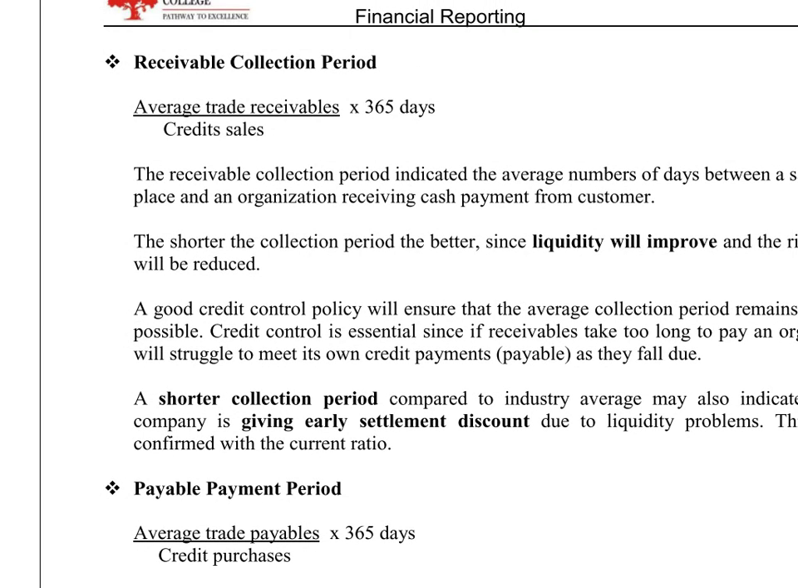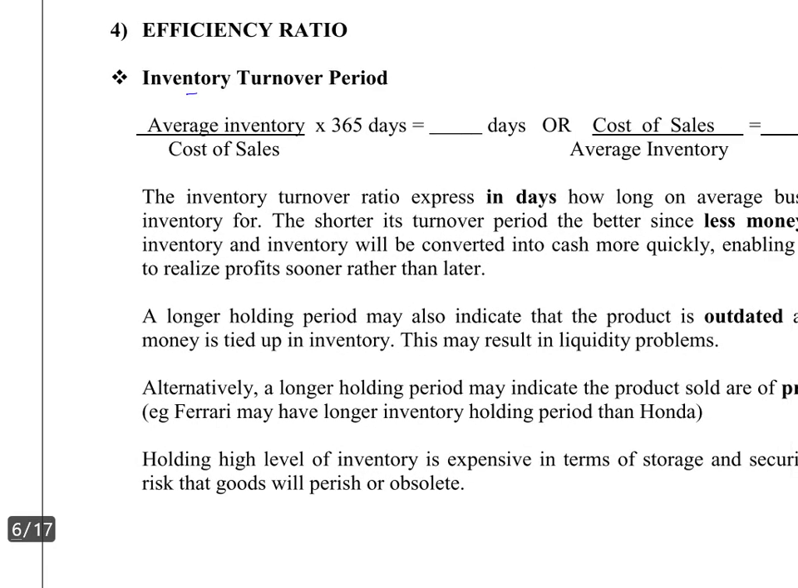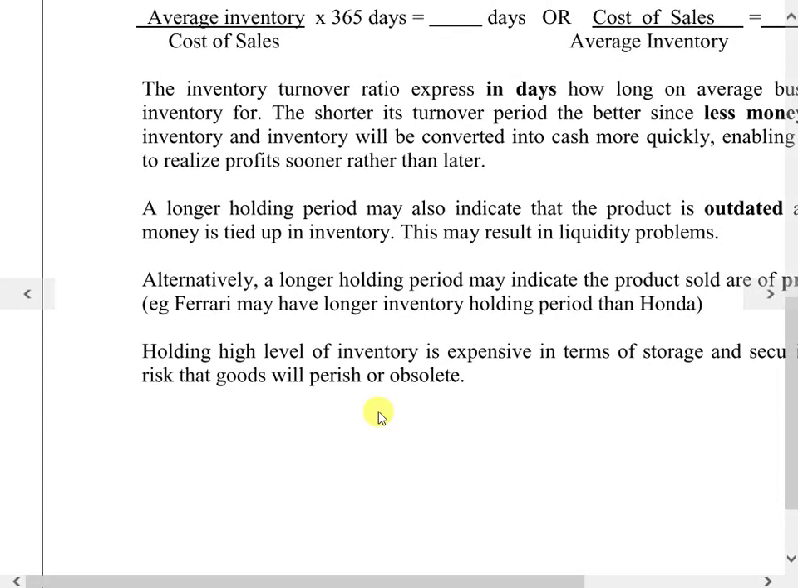How to get average? Because for number 1, 2, and 3, inventory, receivables, payable, they say average receivable, average payable. So to get average is opening plus closing inventory divided by 2. Opening receivable, closing receivable, you add and divide by 2. That's how we get the average. Opening plus closing divided by 2.